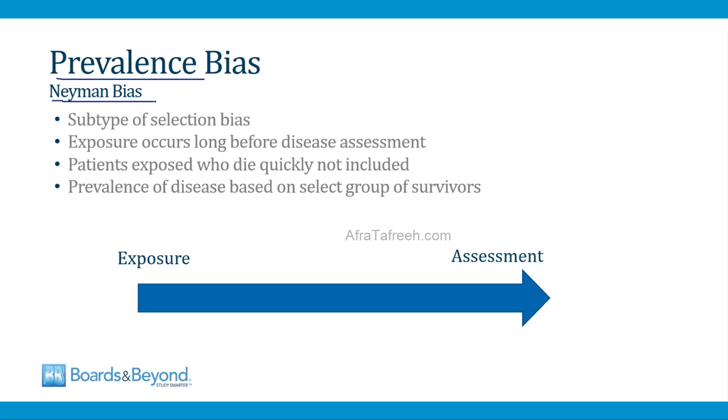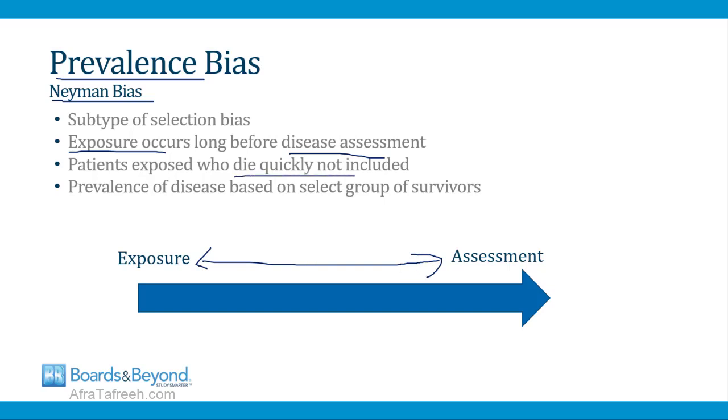This form of bias occurs in studies trying to associate exposure with disease, where exposure occurs long before disease assessment. When there's a big time difference between exposure and assessment, patients who die quickly are not going to be included. So if you try to study the prevalence of disease and whether or not patients who have disease have been exposed in the past, you're going to get a select group of survivors in your study, and that can lead to bias in your results.